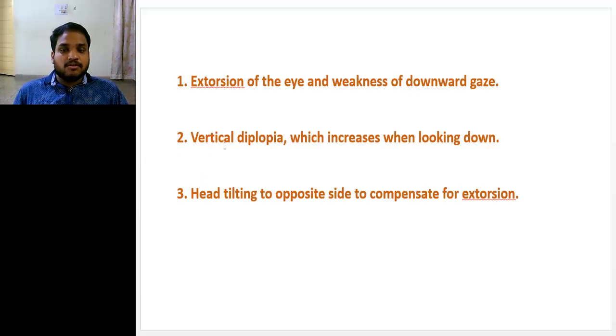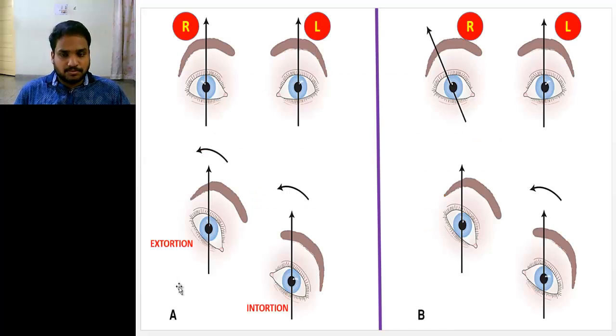And there will be vertical diplopia, which increases when the patient is looking down. Another feature is that there would be head tilting to the opposite side in order to compensate for extortion, right? So this eye is extorted, and in order to compensate for that, the patient would tilt his head to the opposite side of the lesion. So let us see how it is.